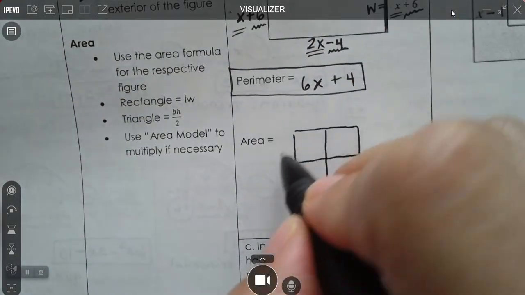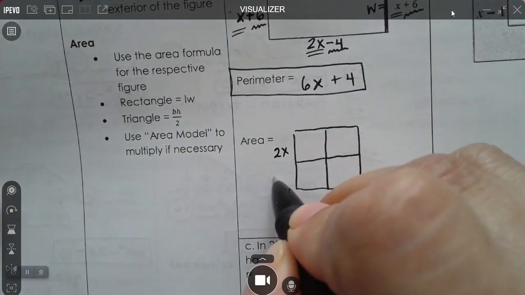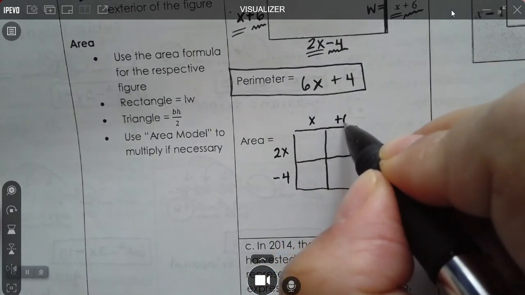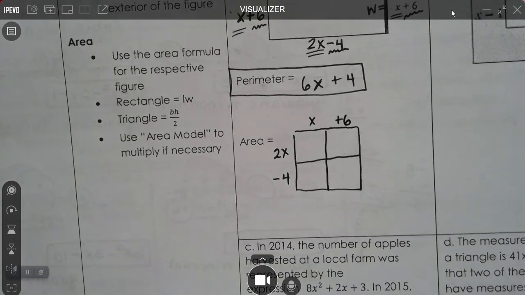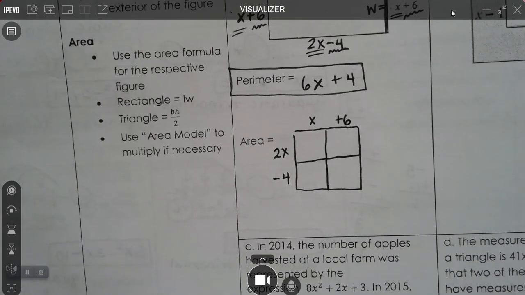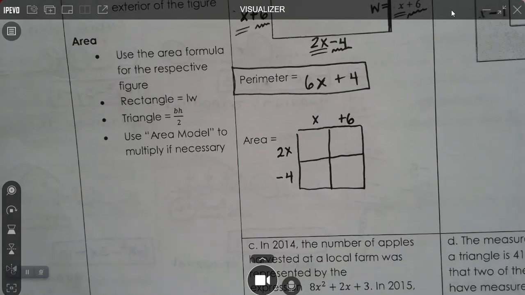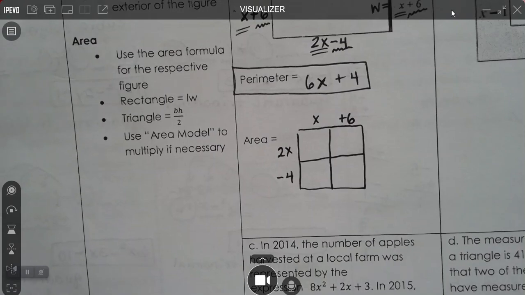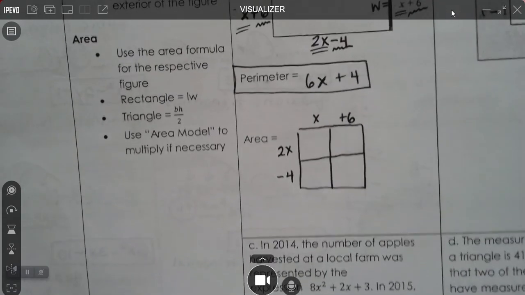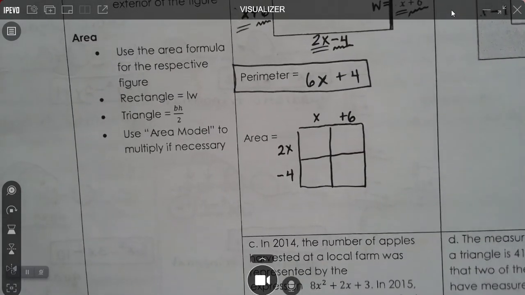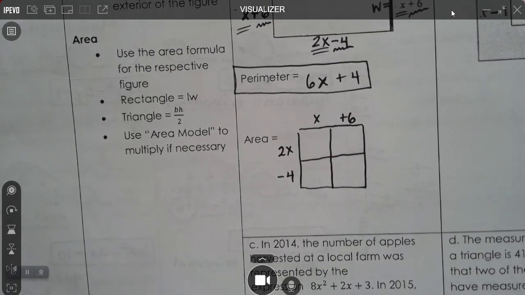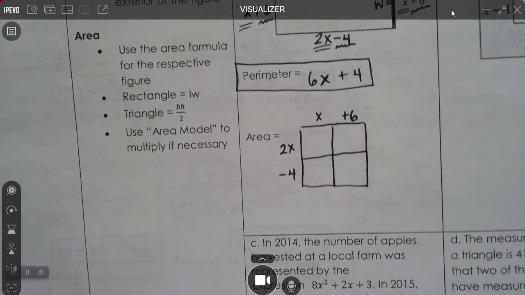All right, my area model. The length is 2x minus 4, and the width is x plus 6. Oops, sorry, I didn't mean to put the plus sign, but it doesn't matter. Okay, so go ahead and fill in the boxes by multiplying. Please engage. Don't do something else. Focus. All right, remember, we're reviewing the basics so that in the future chapters, unit reviews, we won't be focusing so much on the basics as the new skills, okay?